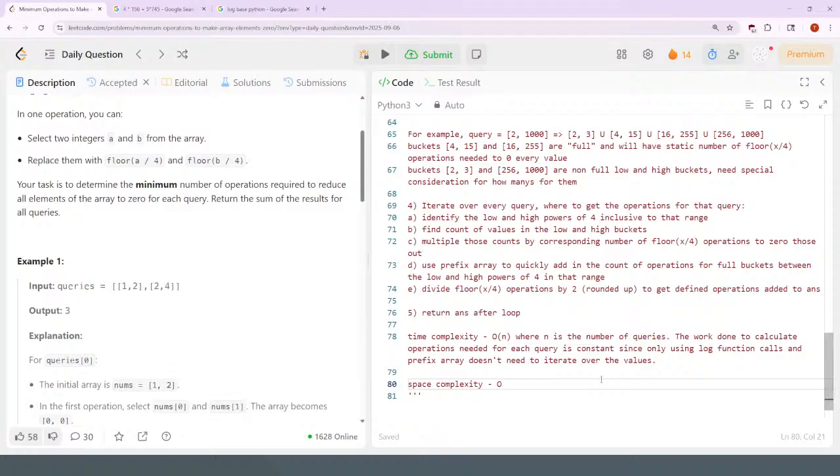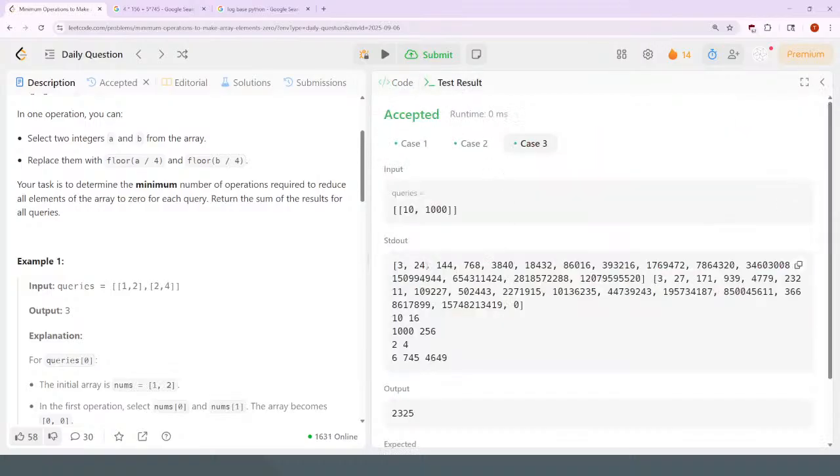And then space is going to be O of 1, since the prefix array and powers array are constant size. At most, like probably 16 integers in there. How many was it? Yeah, something like 16, probably less.